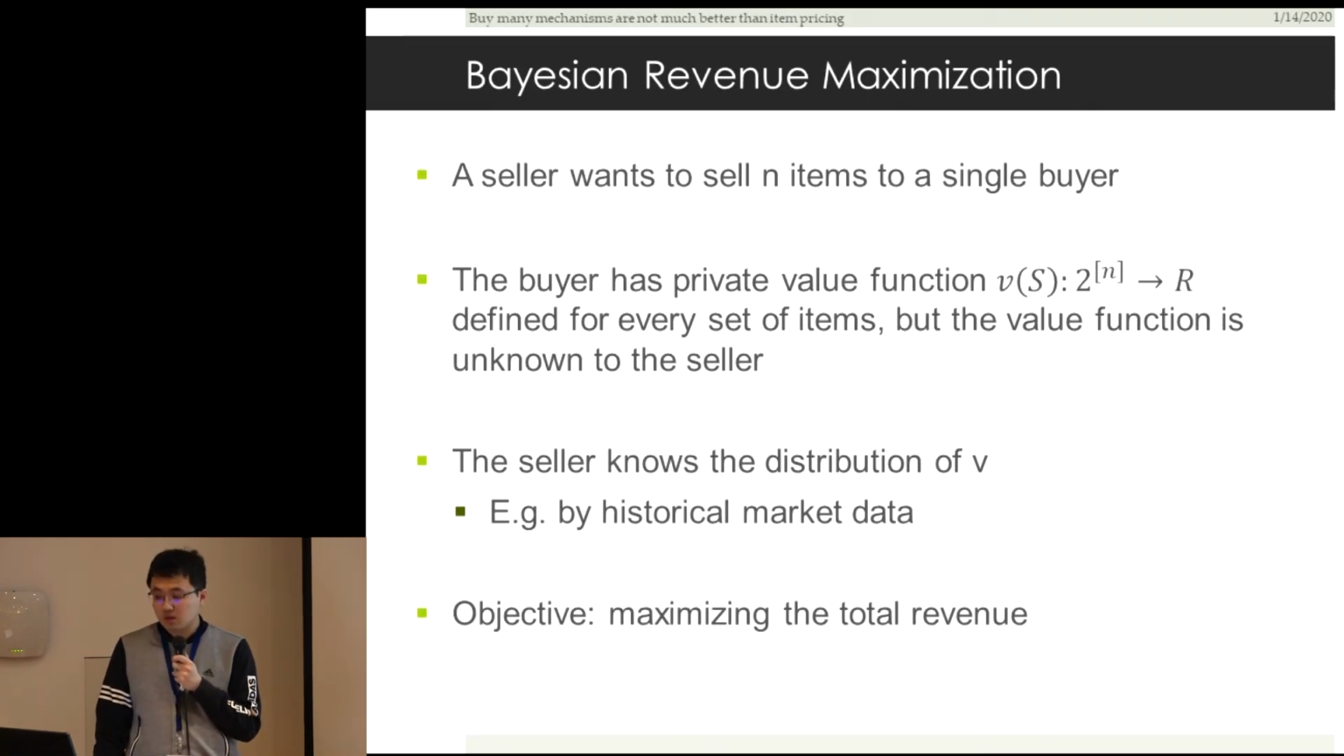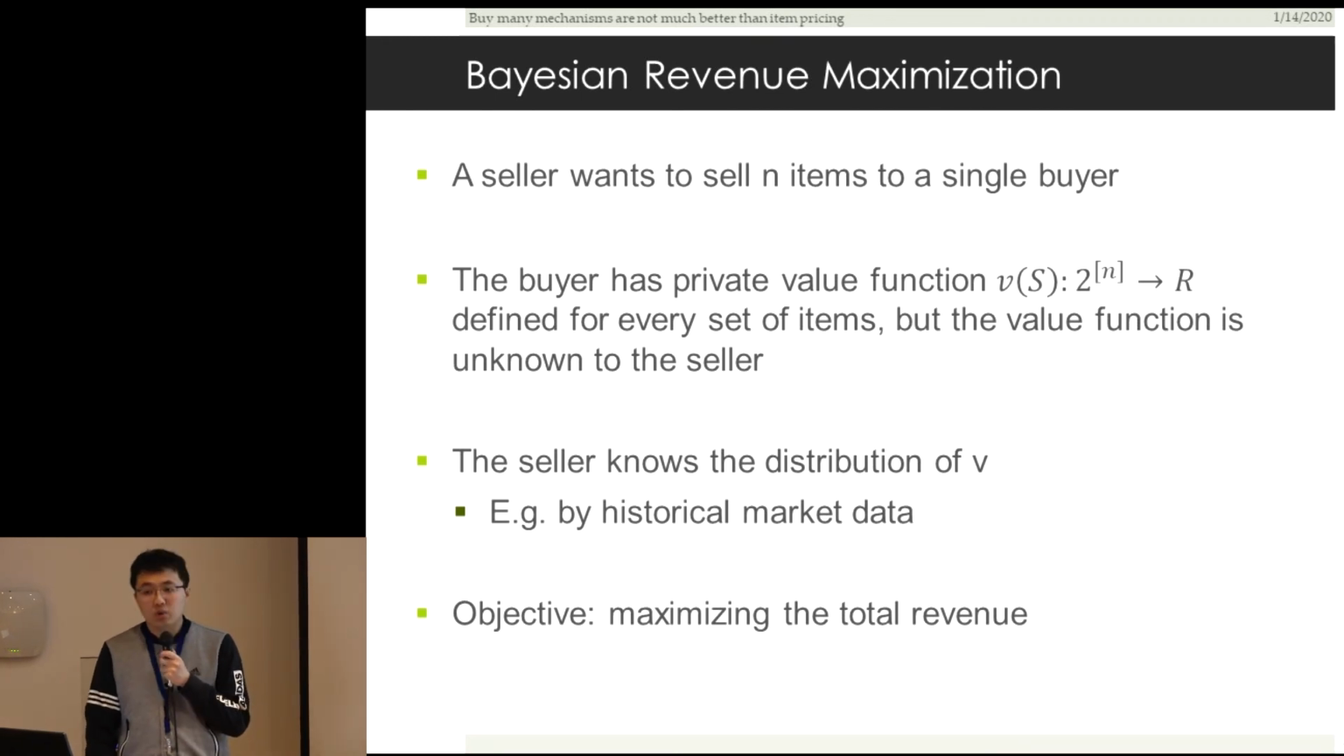So we consider the Bayesian multi-item revenue maximization problem, where a seller would like to sell n items to a single buyer, and we assume that the buyer has a private value function defined for every possible set of items, but his valuation function is unknown to the seller. In the Bayesian setting, we assume that the seller knows the distribution of the valuation function, for example, by learning from some historical market data, and the objective of the seller is to maximize the total revenue obtained.